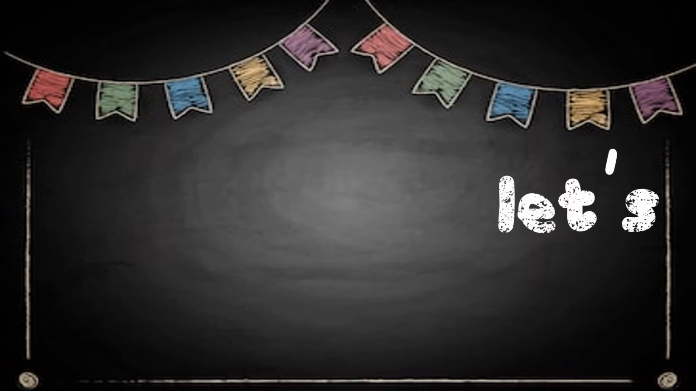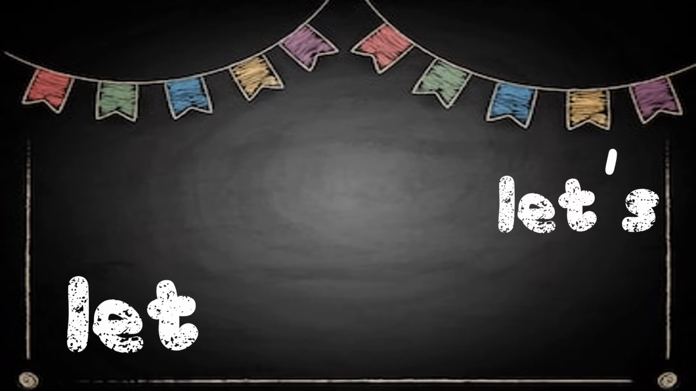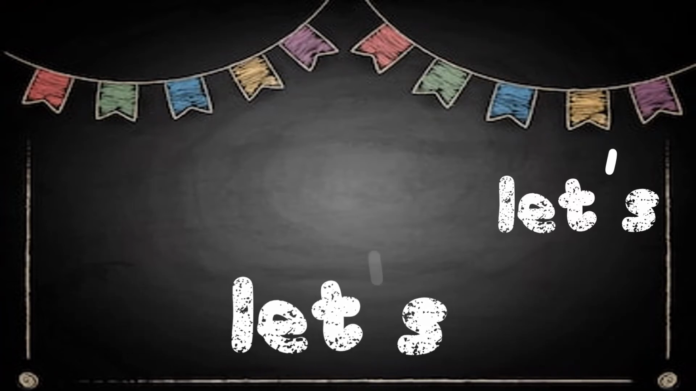Let's look at the word let's. What 2 words make up the word let's? Yes, the first word is the word let. But the second word is the word us. Let us. Let's go out and play. What letter is missing when we put these two words together? The letter U in us goes away, and in its place is an apostrophe.